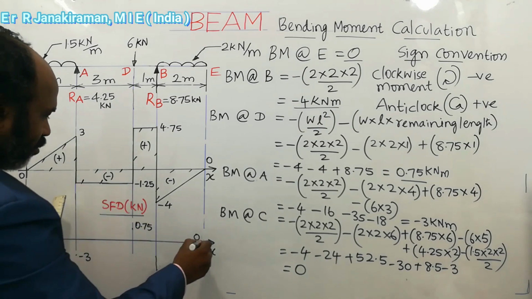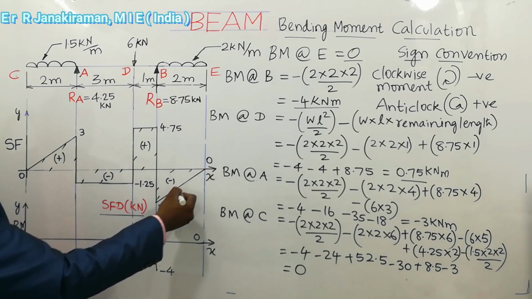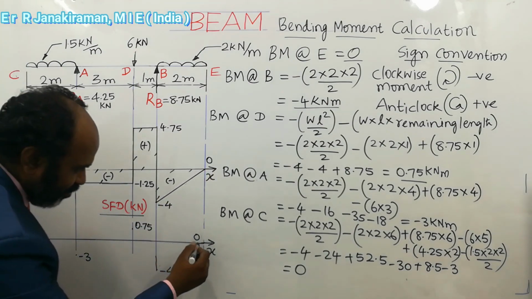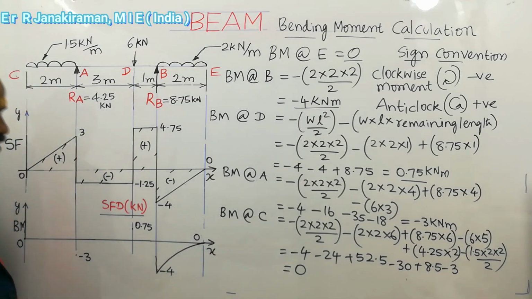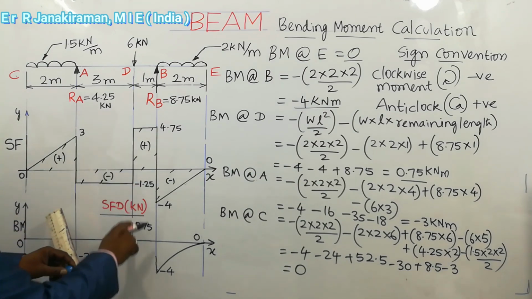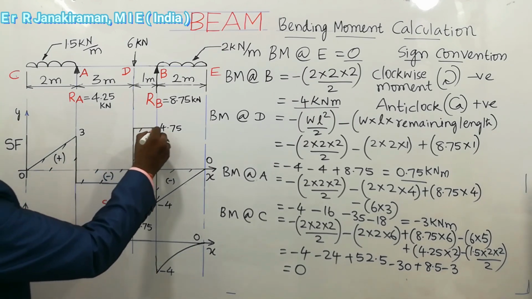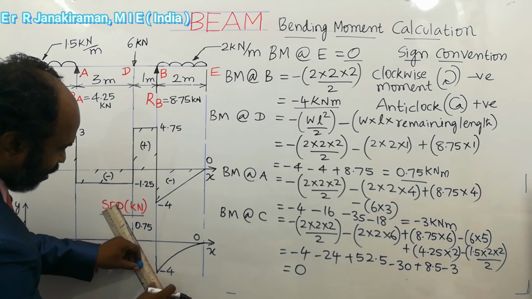Now 0 and -4. Wherever there is an inclined line in the shear force diagram, there a cubic curve or parabolic curve comes. Here a cubic curve will come. So 0 and -4, this is a cubic curve. Next, the point at D is 0.75. Wherever there is a horizontal line in the shear force diagram, the bending moment diagram will be an inclined line. So draw an inclined line here.